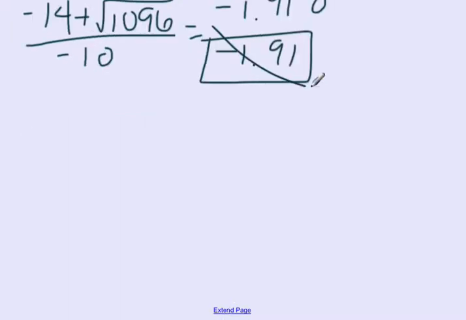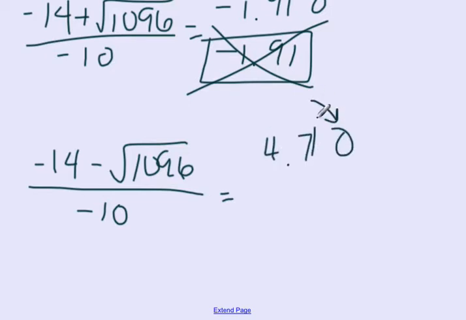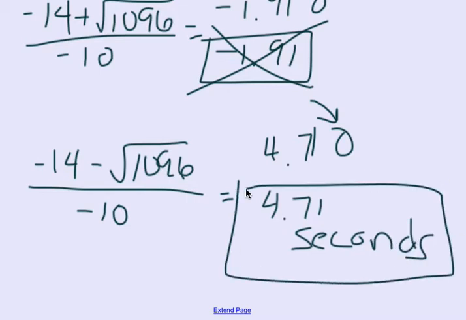Now I'm going to do my minus version, but before I do that, I'm going to throw that answer out because we're talking about time. Remember that negative time doesn't make sense. So now I'm going to subtract this off. I'm going to do negative 14 minus the square root of 1,096, hit enter, and then divide it by negative 10. And when I do that, I end up getting 4.710. Again, this is below 5, so I can leave this as 4.71. And I'm going to label this as seconds. So that's how many seconds it's going to take to reach the ground.